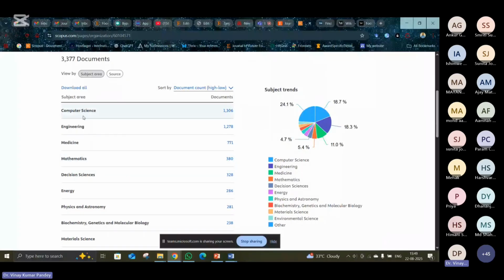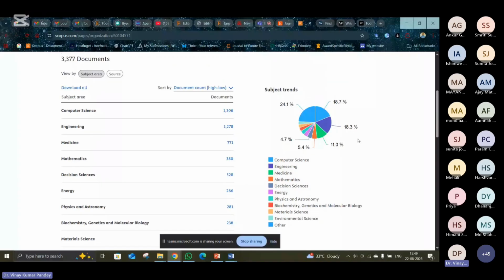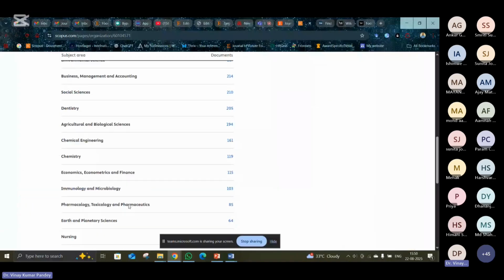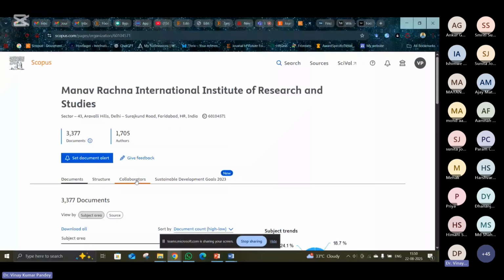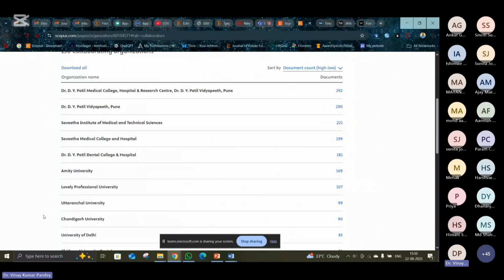Computer science, engineering, medicine, mathematics, decision science, energy. So this is the graph. As you can see, the highest percentage, the lowest percentage. And we can also check the collaborators from here. What are the collaborators of Manav Rachna? Faculty members from Manav Rachna have been publishing with these universities and affiliations.